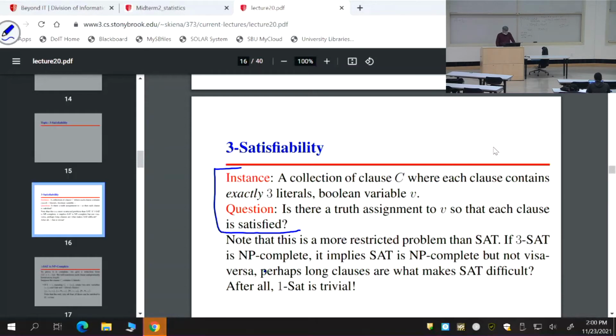Let's look at an even more simple version of satisfiability. Suppose we consider the 1 satisfiability problem. What is the 1 satisfiability problem? I am going to be giving you a bunch of subsets of literals, each of which has only 1 literal in it.